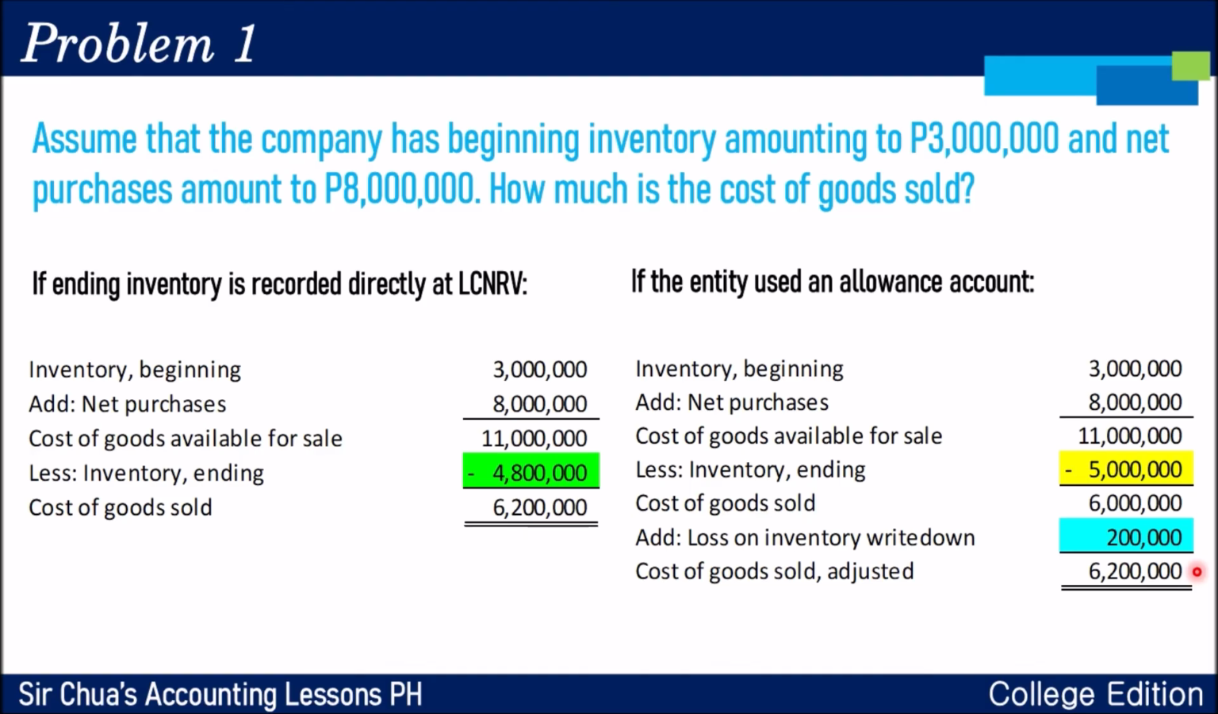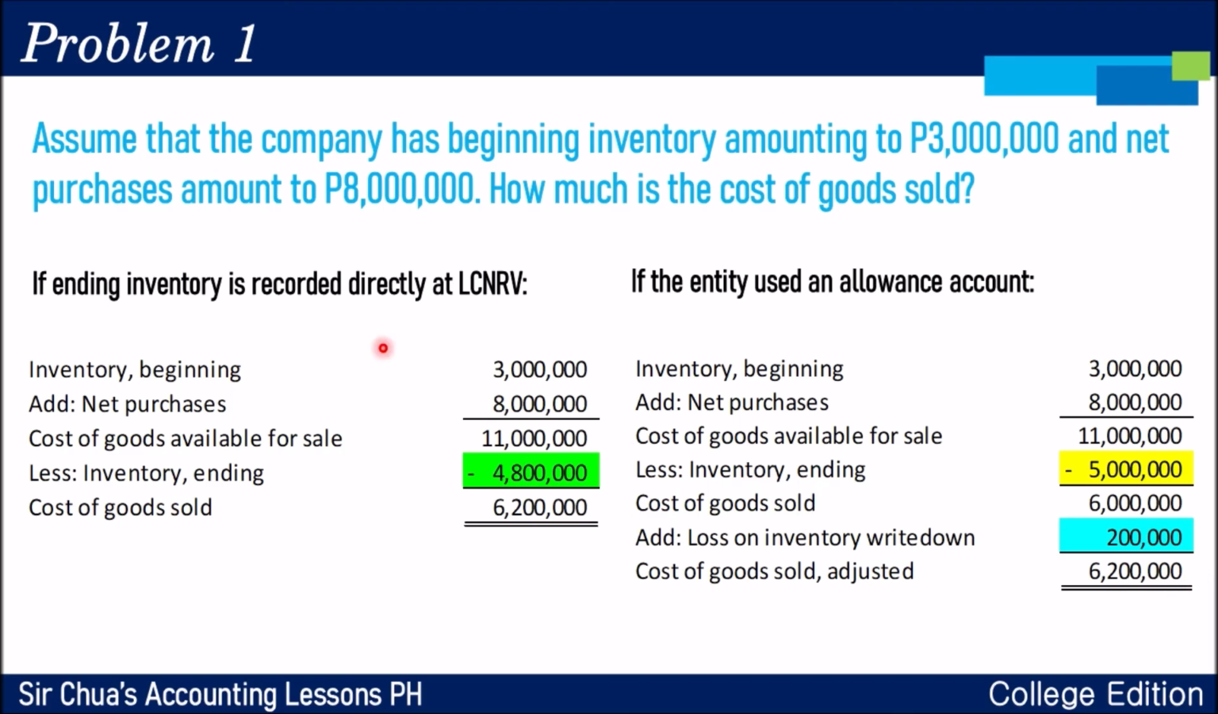So, what can you infer from that? Whether the company uses the direct method or the allowance method, the cost of goods sold is just the same. Okay? It's just that kapag LCNRV na nakadirekta, yung cost of goods sold mo automatic na yan. May effect na sa loob yan nung inventory write-down. Pero pag nag-allowance method ka, kailangan mong i-manual adjust yung cost of goods sold mo, adding the loss on inventory write-down to get the proper amount and adjusted amount of your cost of goods sold.